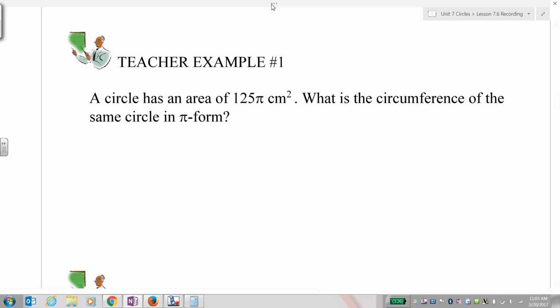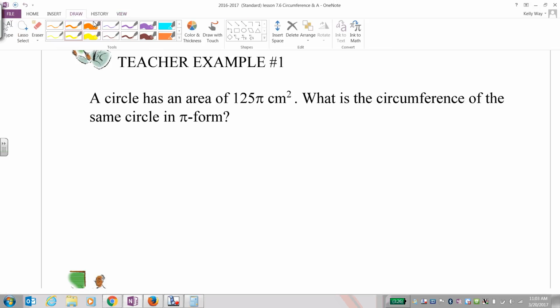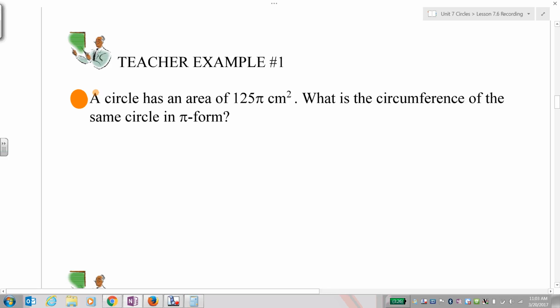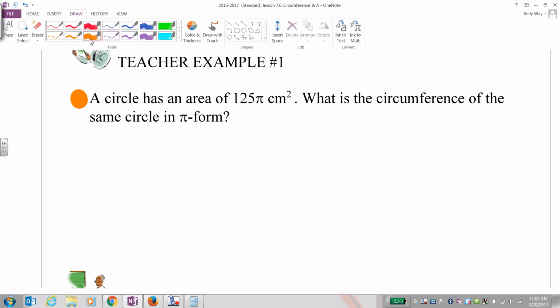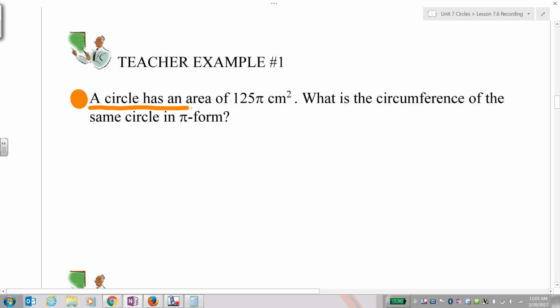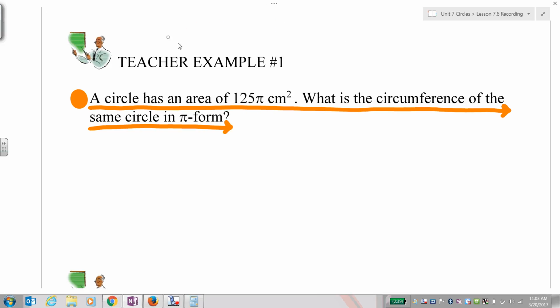Let's finger track and read. I'd like you to put your finger right there. I'd like you to read that aloud to yourself. Now go. Okay, let's go back and highlight now the key phrases and all numbers. We have a circle. It has an area, 125 meters squared. What is the circumference? In pi form.